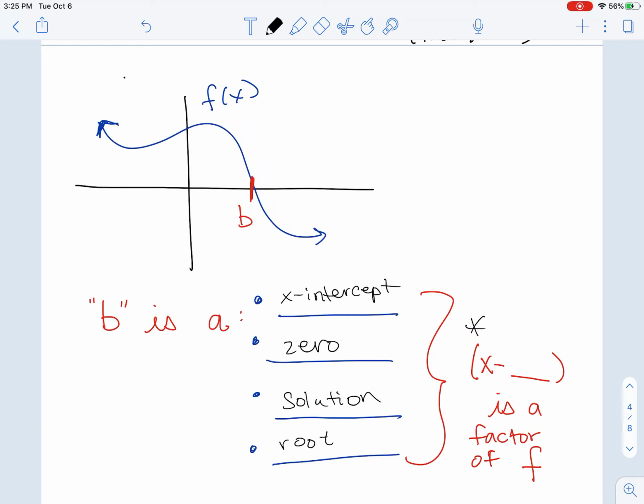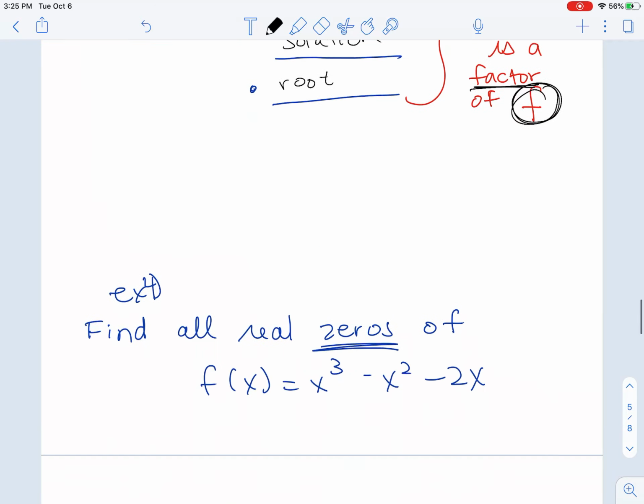And the other characteristic about it is that we know x minus that value of b, in parentheses, is a factor of the function f. Have you ever thought about that? When we are taking a polynomial and factoring it down, when we set it equal to 0, it's always the opposite value of what we see. So we know that b is an x-intercept, zero, solution and root, and we also know that x minus b is a factor of that function.